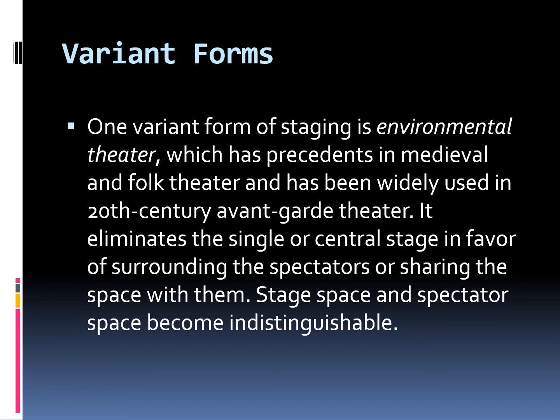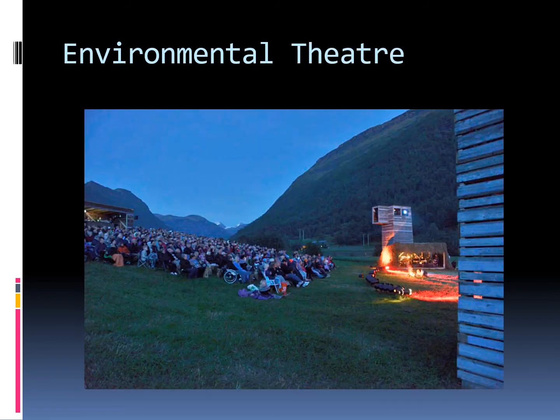Variant forms. One variant form of staging is environmental theater, which has precedents in medieval and folk theater and has been widely used in 20th century avant-garde theater. It eliminates the single or central stage in favor of surrounding the spectators or sharing the space with them. Stage space and spectator space become indistinguishable. This is an example of an environmental theater.